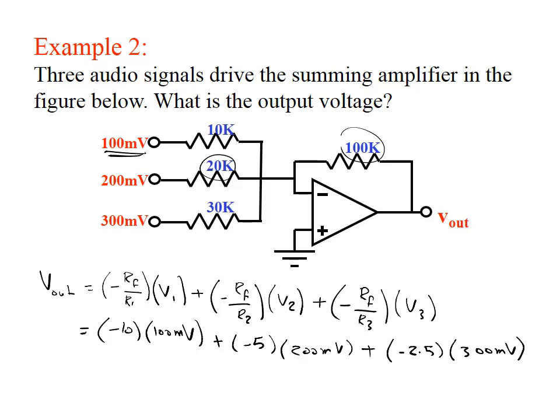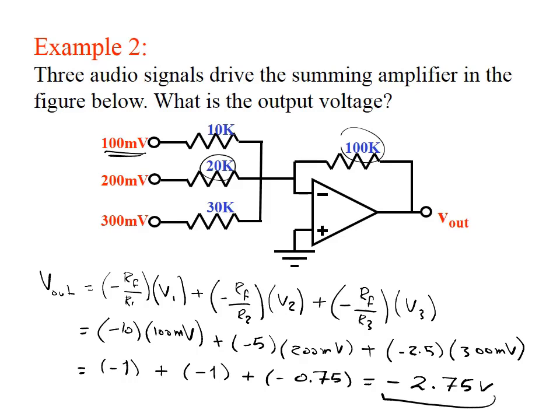Okay, so that will give us minus 1 plus minus 1 plus minus 0.75, which is minus 2.75 volt. So that will be our output voltage, minus 2.75 volt. Thank you.